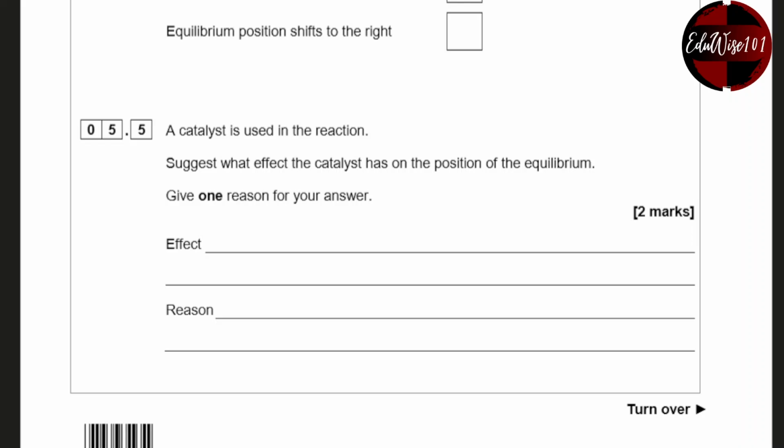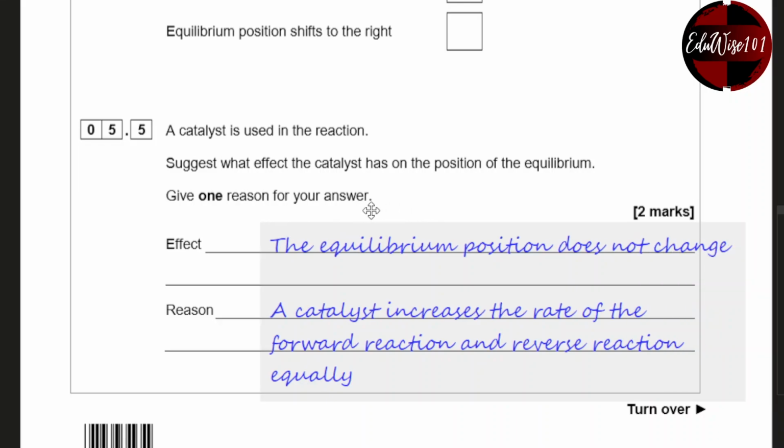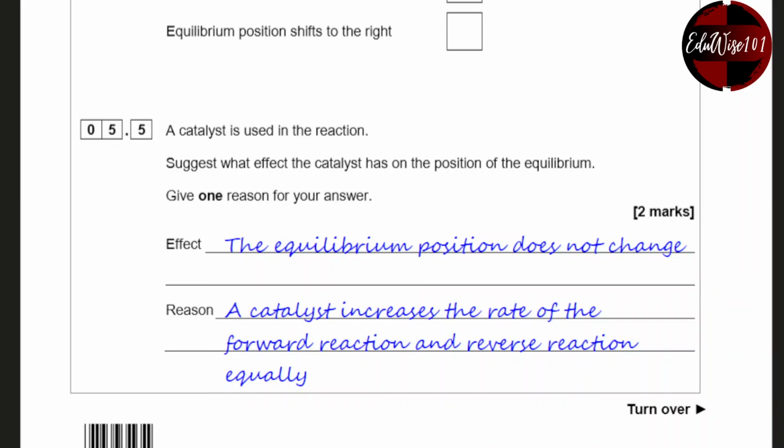Next part, a catalyst is used in the reaction. Suggest what effect the catalyst has on the position of the equilibrium. Give one reason for your answer. Now, the catalyst doesn't actually have any effect on the position of the equilibrium. All it does is lower the activation energy and increase the rate of reaction. So the position of the equilibrium itself doesn't change, but how fast you get to that point may change. So the equilibrium position does not change. A catalyst increases the rate of the forward and reverse reaction equally.